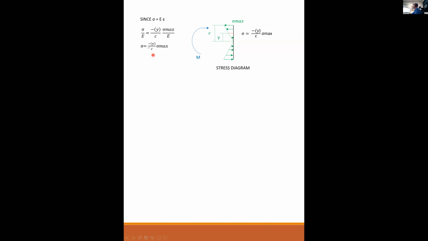Let's see, what did I do here? Oh, I multiplied everything by E. So basically this is kind of a trivial solution, but sigma is equal to, again, the proportion of y to c. Really, this is just asserting that the stress is proportional based on the distance from the neutral axis. Stress is equal to Young's modulus times y over rho, substituting in for c.